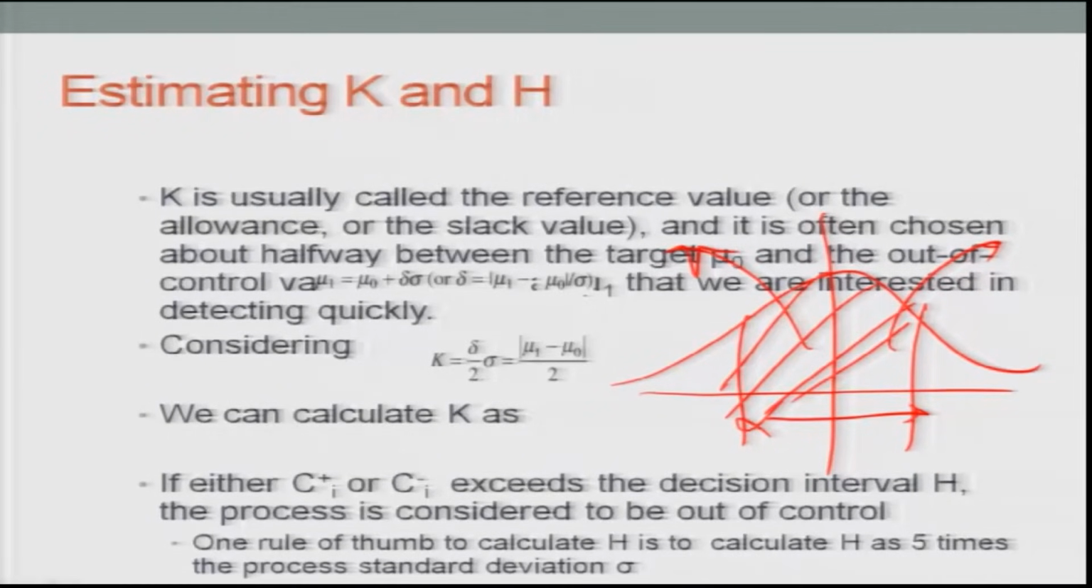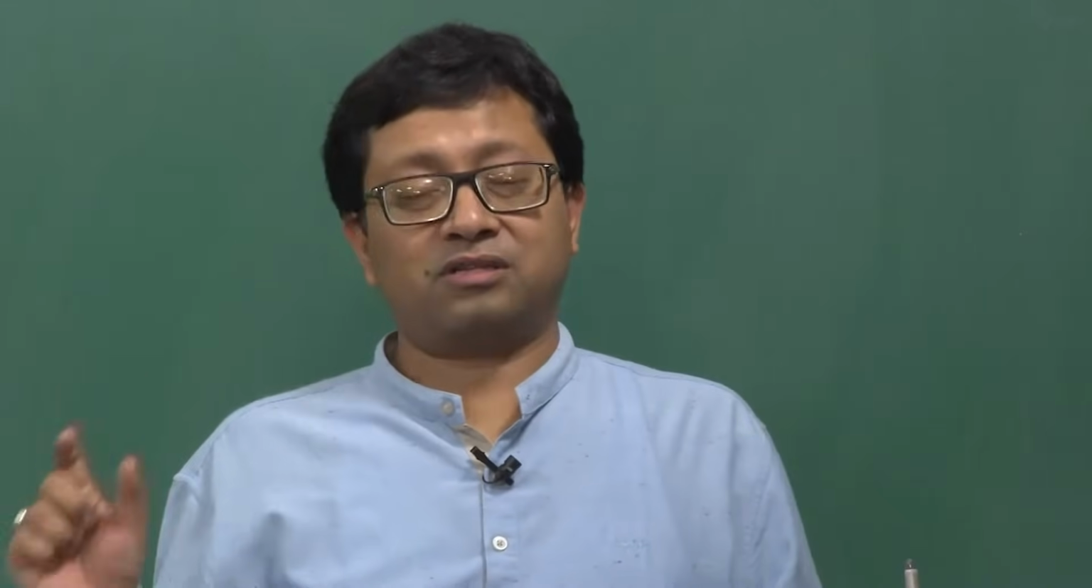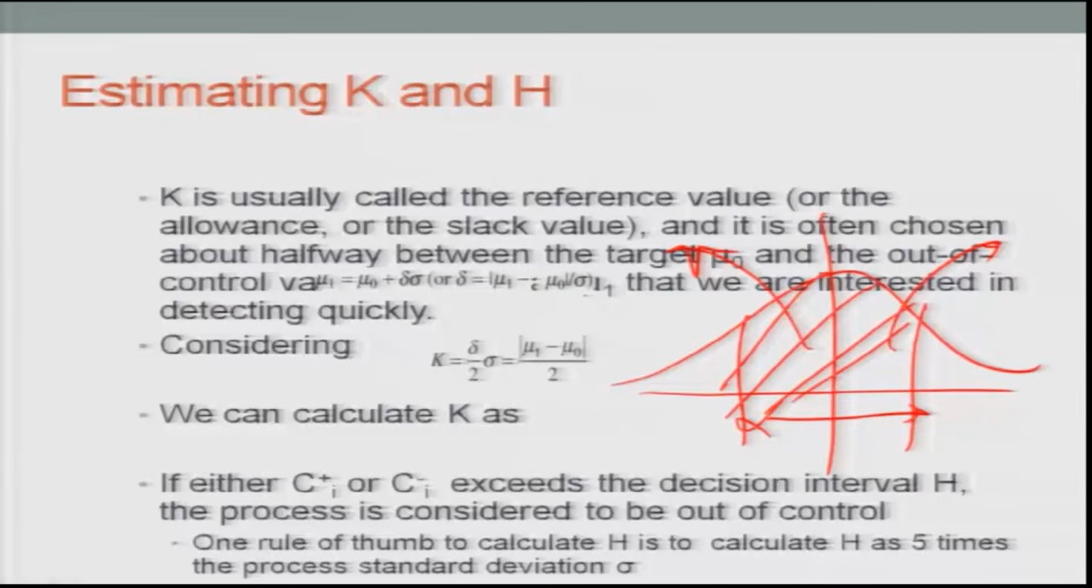So, we are interested in detecting it quickly. Considering that the k value would be the average, what you are considering is that positive fluctuation and negative fluctuation are of equal importance, or to be more precise, of equal quantum. If they are of equal quantum, obviously we will consider half of the mod of the difference between mu 1 and mu naught. Mu naught is basically the target value. So, we can calculate k as given and do the calculations accordingly.